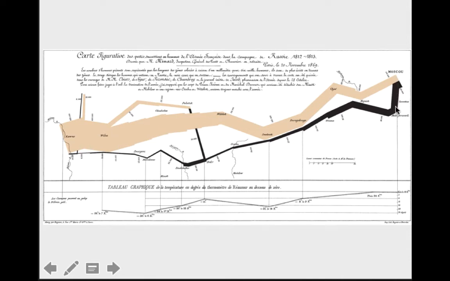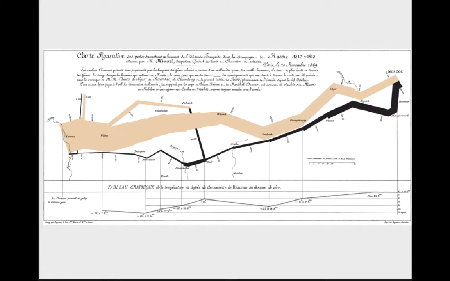And so then they start a retreat, and the black line is the retreat. And so we're seeing them move geographically from the river here towards Moscow and then back. So tan is advancing, black is retreating. The thickness of the line represents the size of the army. So when the line is thick, it means we have a ton of people in the army, and when it's thin, it means we have fewer people in the army.